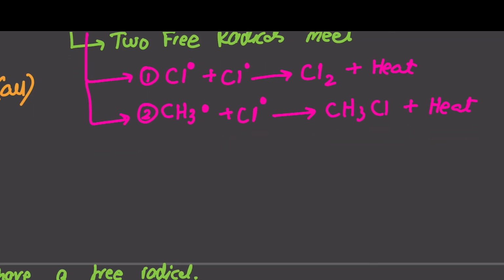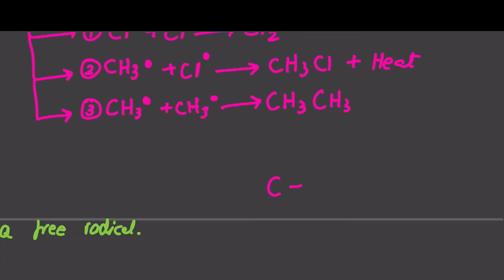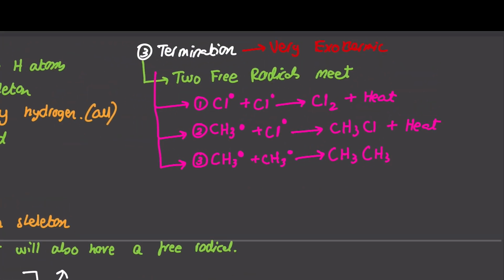Okay, and let's just look at one last one, and this one is interesting. CH3 plus CH3, both are free radicals, and they can actually create C2H6. Look at this, two carbons with six hydrogens. So guys, this is essentially what's happening. Okay, it's ending the free radicals.